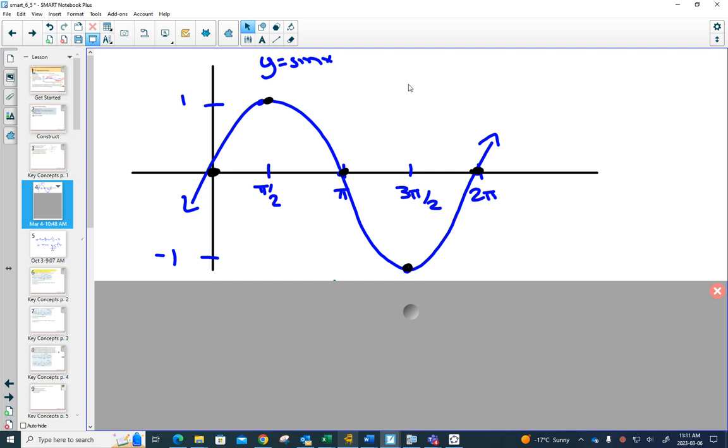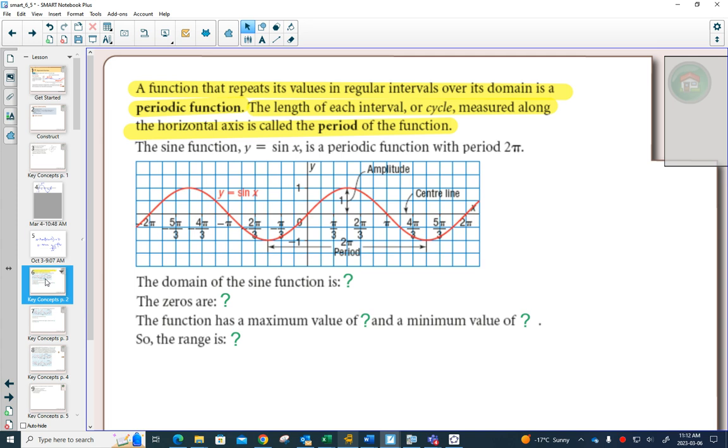So just like your parent graphs in our transformations unit, you have to know what the sine graph looks like. And then we're going to do all the transformations we did in our first unit with the sine graph, with the cosine graph, and with the tangent graph. So being able to quickly label your axes family and get your original graph is going to help us graph the rest of it. Now some other definitions. Some other things that we can highlight, okay?